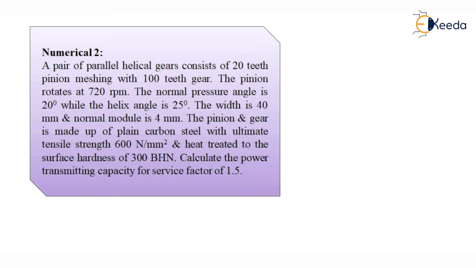The pinion and gear are made up of plain carbon steel with ultimate tensile strength of 600 Newton per mm square and heat treated to the surface hardness of 300 BHN. Calculate the power transmitting capacity for a service factor of 1.5.